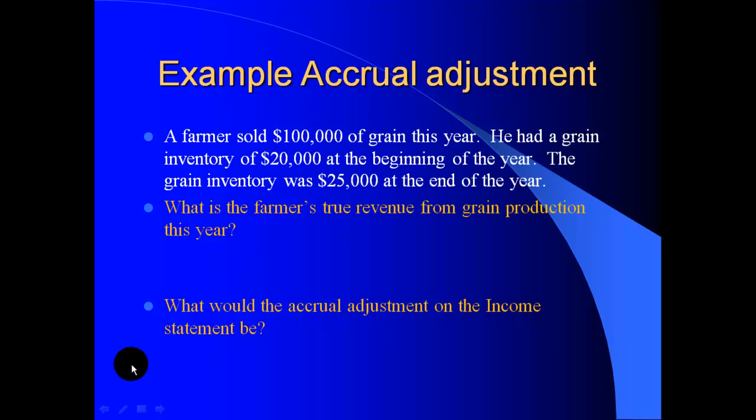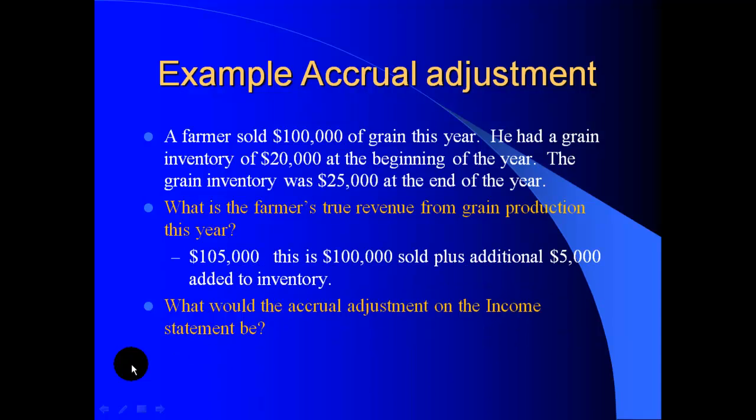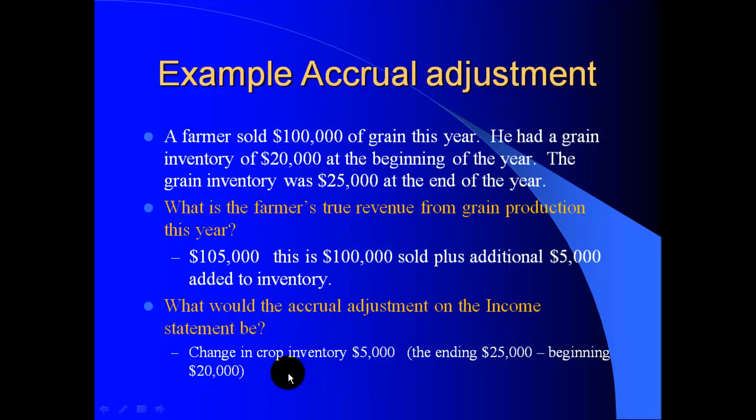So the farmer's true revenue from grain production this year is $105,000. The $100,000 that was sold plus the additional $5,000 added to inventory. Started out at 20, went to 25. The accrual adjustment is going to be a change in crop inventory of $5,000. The ending, $25,000, minus the beginning, $20,000, gives us positive $5,000. And this change in crop inventory is what would show up on the income statement in the revenue section.